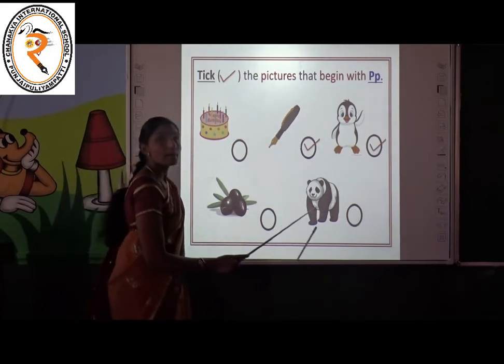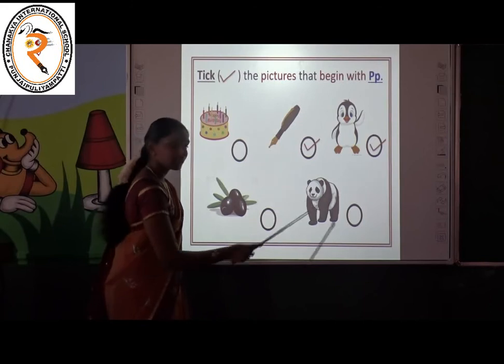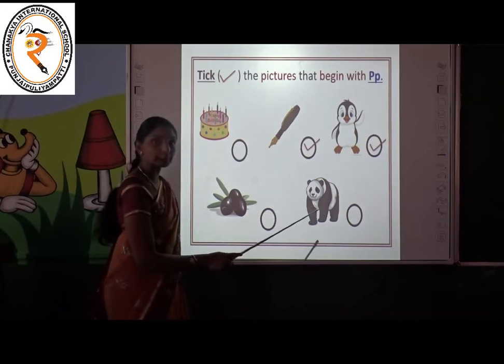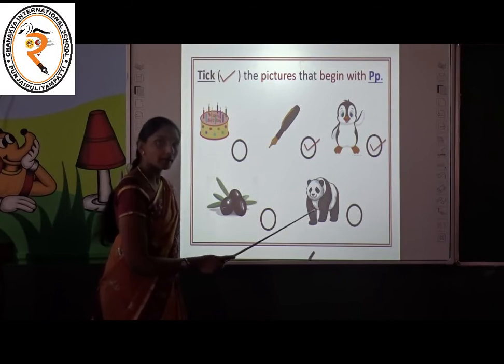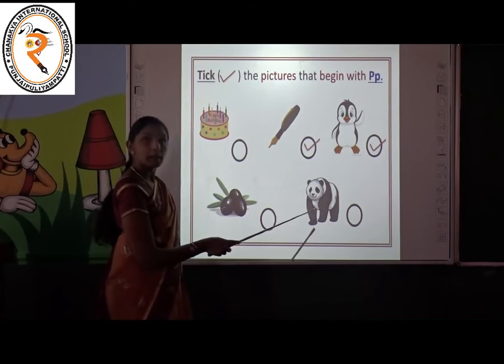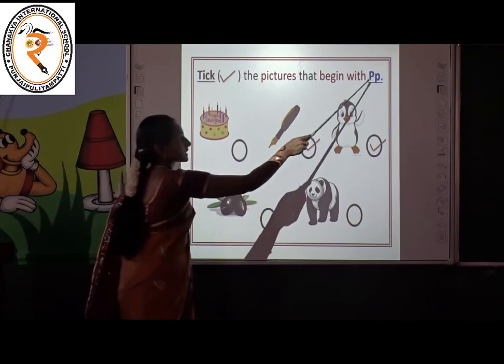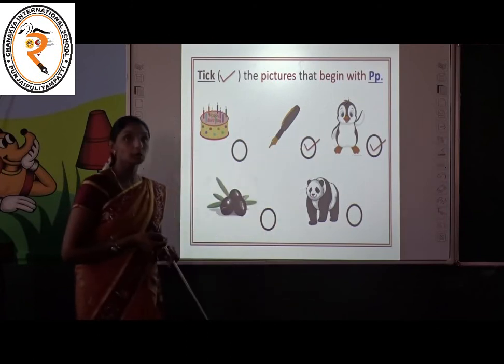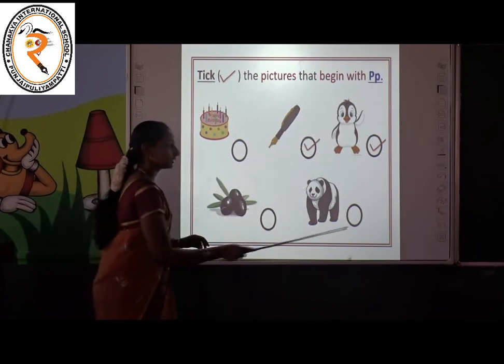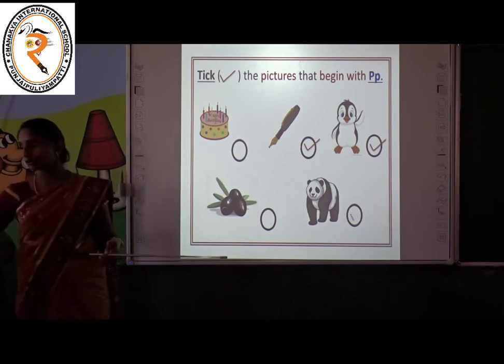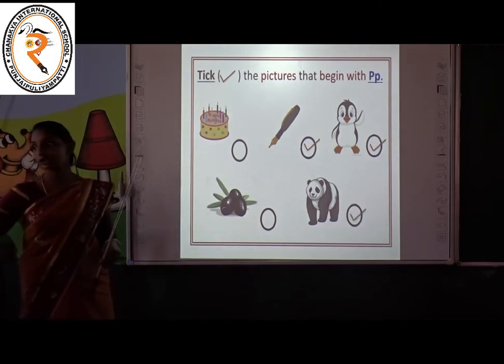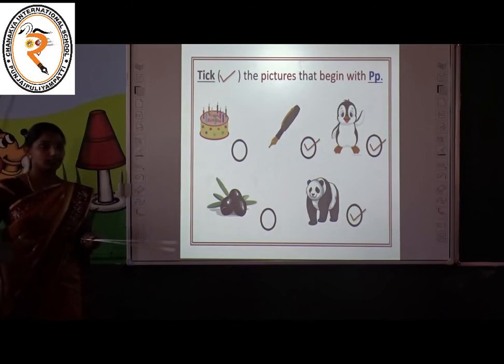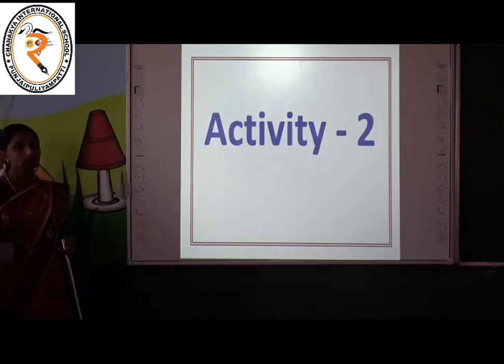Move on to this one. What is it? Panda. Does it begin with letter P or not, children? Open your mouth and say it. Panda. Which letter gives the sound P? Yes. Letter P gives the sound P. Panda begins with the letter P. We have to tick it. Very good. Did you enjoy this? I hope so. Now it's time to do the second activity.